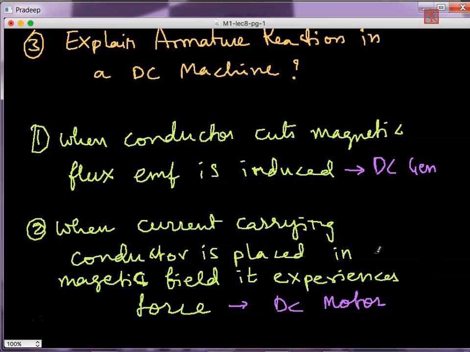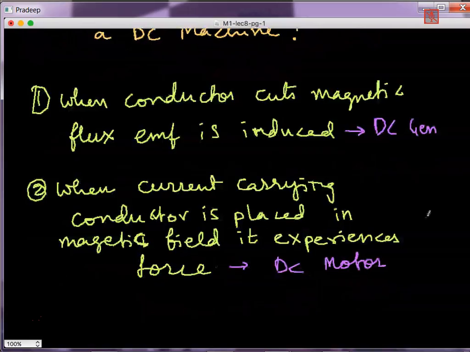So now let's come to this concept of armature reaction. Armature reaction occurs in a DC machine. That means there is armature reaction in DC generator, and there is armature reaction in DC motor also. So both places there is armature reaction. But let us first discuss armature reaction in a generator.